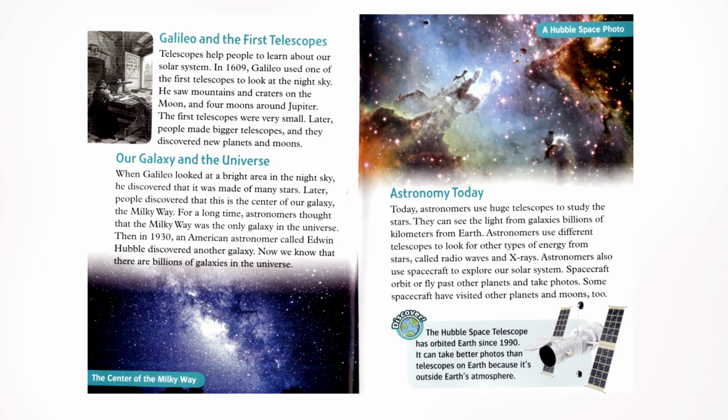Discover! The Hubble Space Telescope has orbited Earth since 1990. It can take better photos than telescopes on Earth because it's outside Earth's atmosphere.